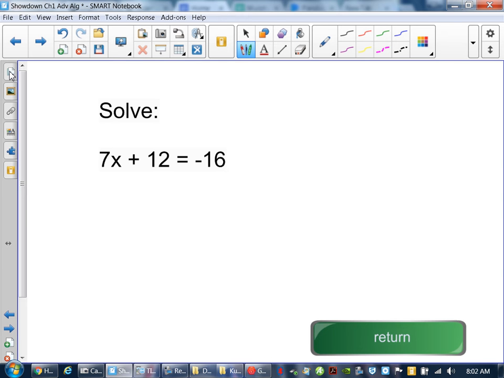7x plus 12 equals negative 16. Is it okay if you don't show all your work for some of these? Absolutely. Is it also okay that you could go back and check your work? Yes. What is it? 7x is negative 28, and x is negative 4. All right. I did that wrong.